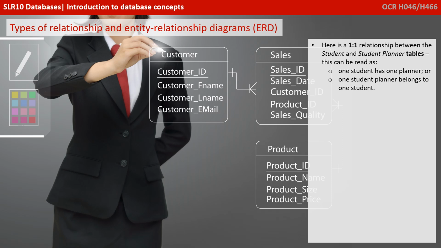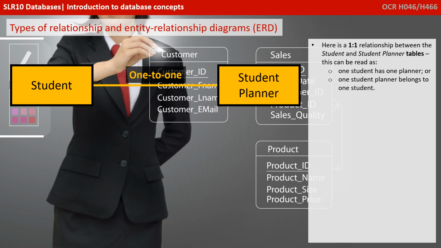So here is a one-to-one relationship between the student and the student planner tables. Now, depending whether we read this from left to right or right to left, we can say one student has one planner, or one student planner belongs to one student.